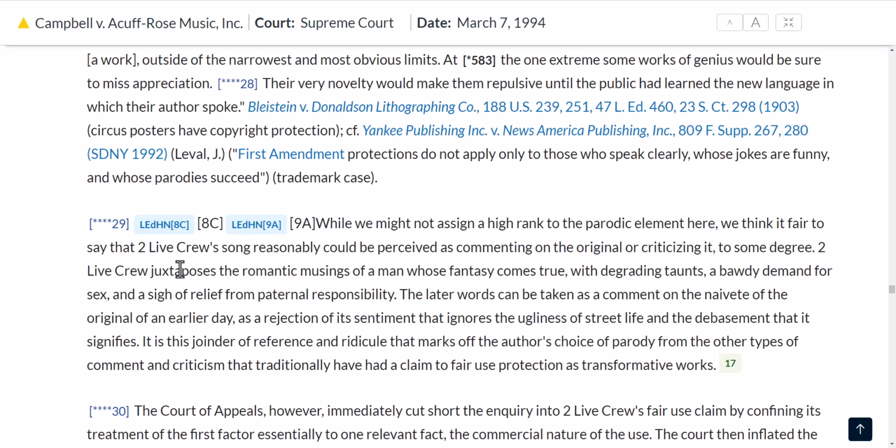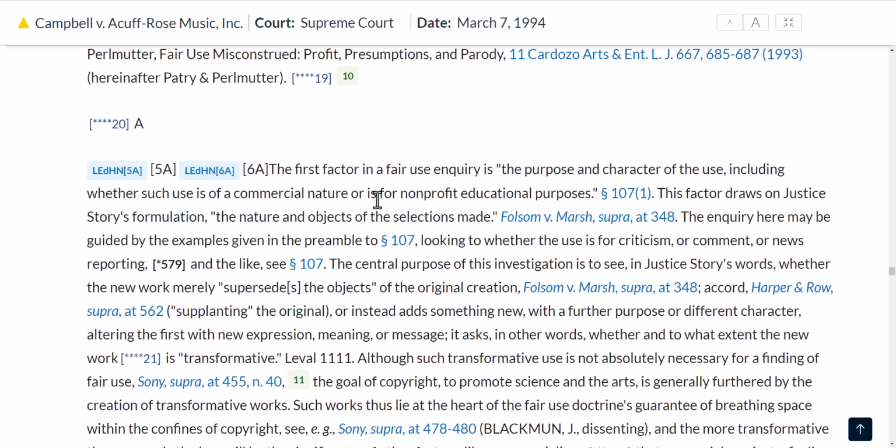And then here it is, juxtaposes the romantic musings of a man whose fantasy comes true with degrading taunts, a bawdy demand for sex, and a sigh of relief from paternal responsibility. The later words can be taken as a comment. Oh my gosh, it's so funny to hear their characterization of this rap. Okay, so I'm going to write up this case, do a little summary of it for my plan, and then I'll show you that. And by the way, I just reread this more carefully, and it says that this parody question comes up under the first factor of purpose and character of the use. So I'll put my rules about parody under the first factor.